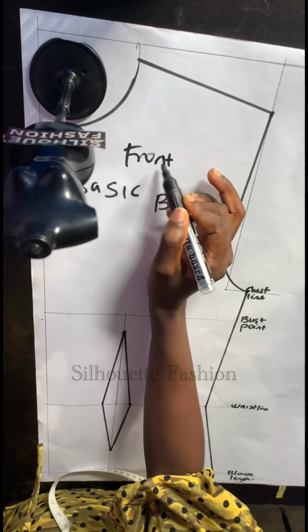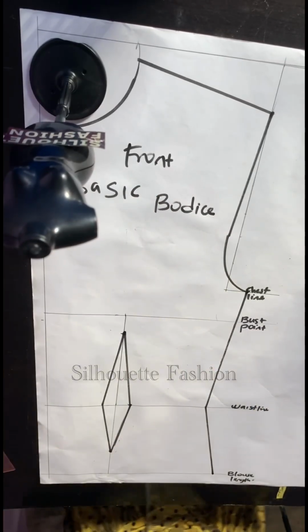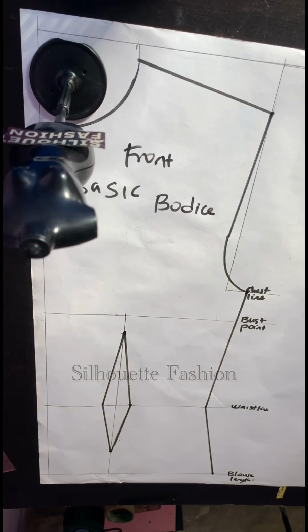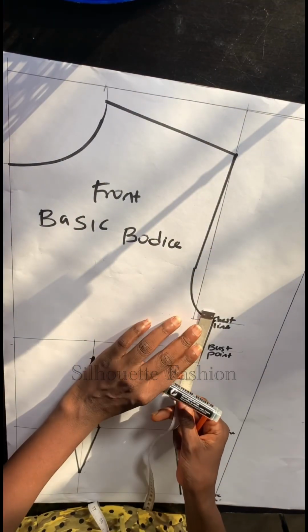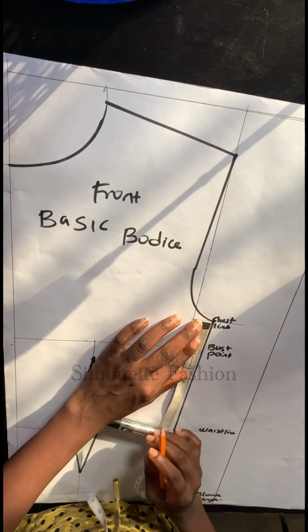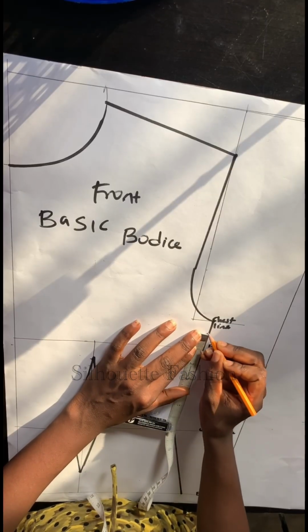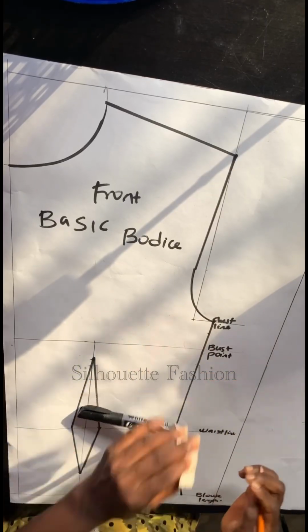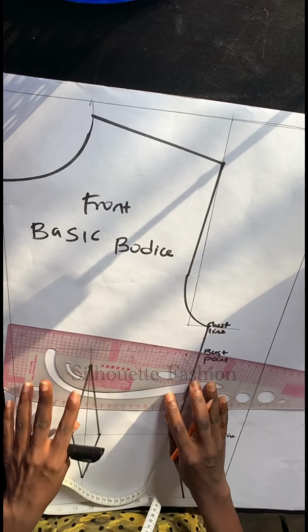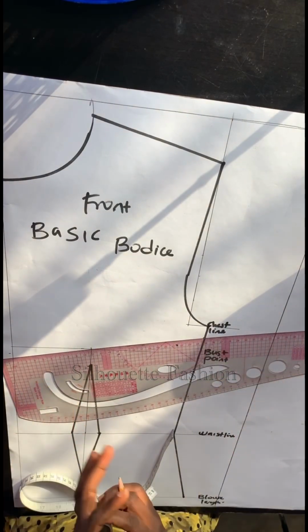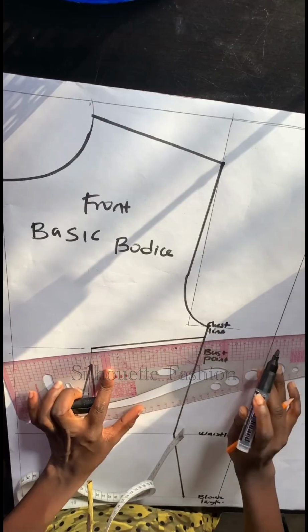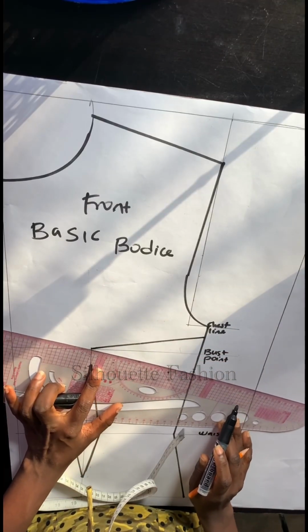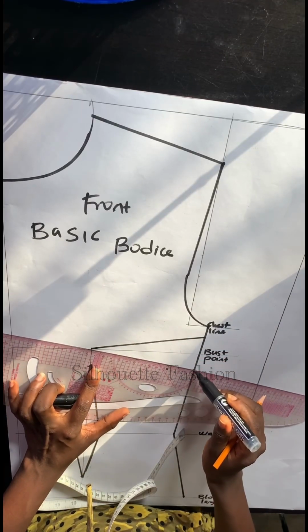So now I'm going to come to my bust point area and mark out my bust dart. My bust dart is the difference between my front half length and my back half length. So in this case, my bust dart is 2 inches because my front half length is 17 inches while my back half length is 15 inches. So I'm going to mark, so I'm connected to my bust point area like so.